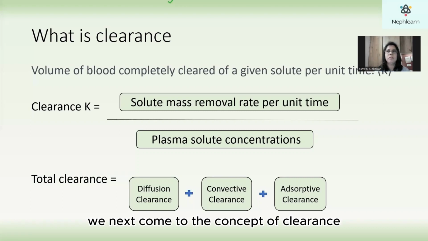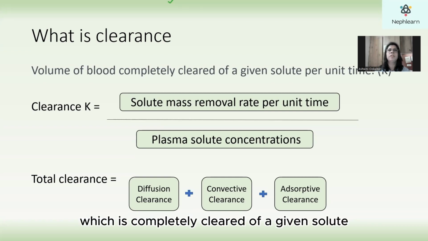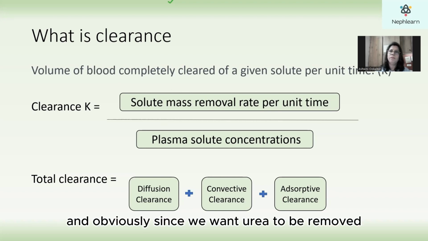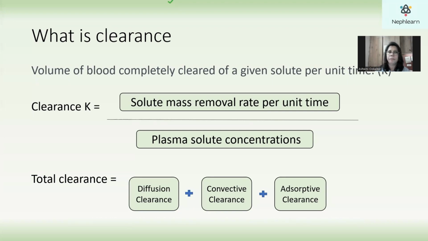We next come to the concept of clearance. You must have often heard of KUF, that is coefficient of ultrafiltration. Well, clearance is linked to this. K is the volume of blood which is completely cleared of a given solute per unit time. And obviously, since we want urea to be removed, it is usually measured in terms of removal of urea.